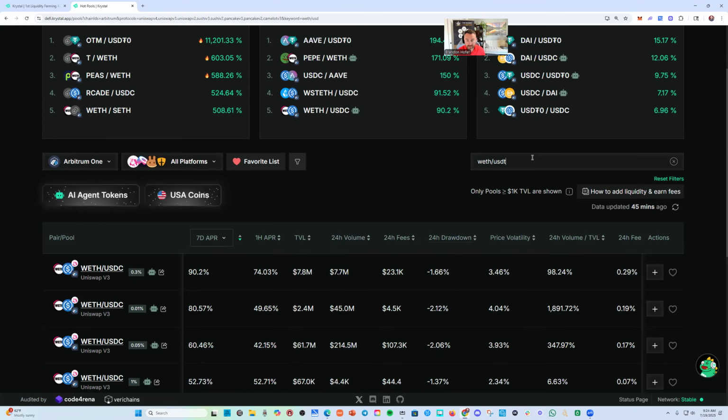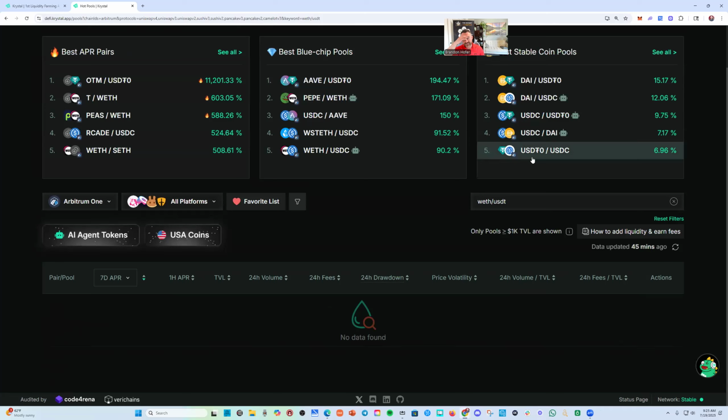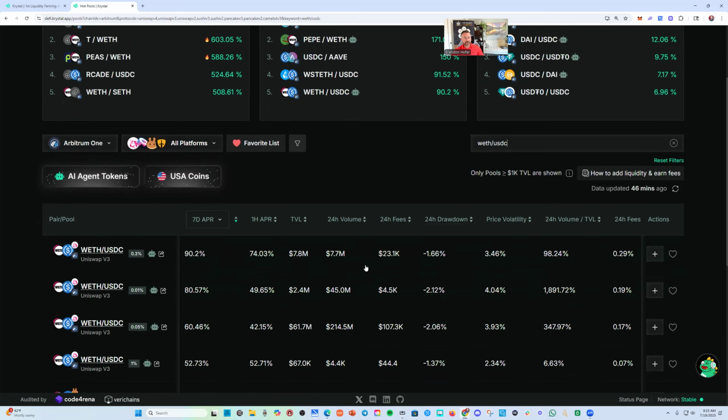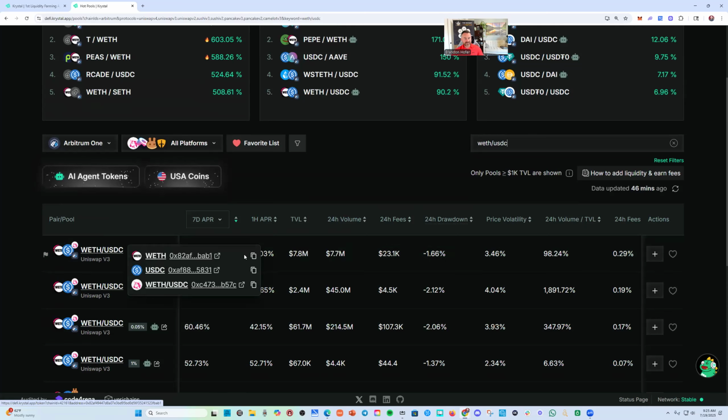And again, I could search all kinds of different stablecoins because now there's a lot of them coming out. But for now, I'm just going to search for ETH USD. Oh, it looks like there are no pairs for that available right now. Okay, great. That makes my search easier. There we go. So I've got ETH and USDC.